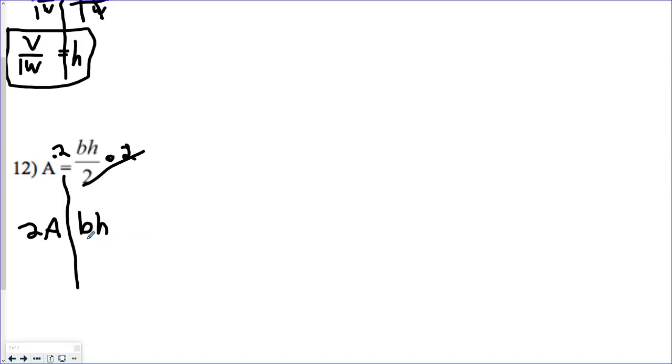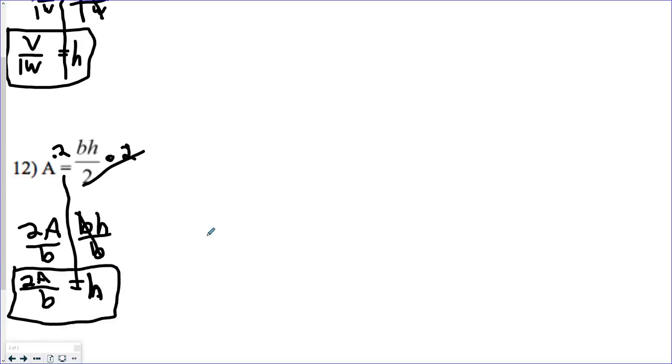And then how do I move the B? Well, it's B times H, right? So you divide to get rid of the multiplication. And then same thing over here. You divide by B here. And you're left with H is equal to the 2A we had over the B we just divided by. And that is an H, not a B. And so that would be your final answer.